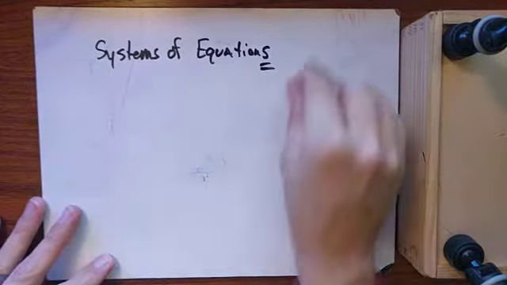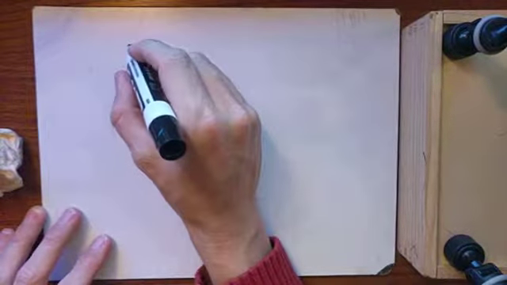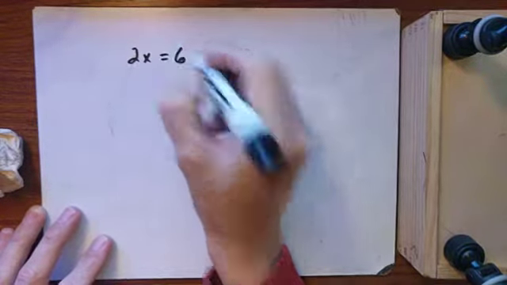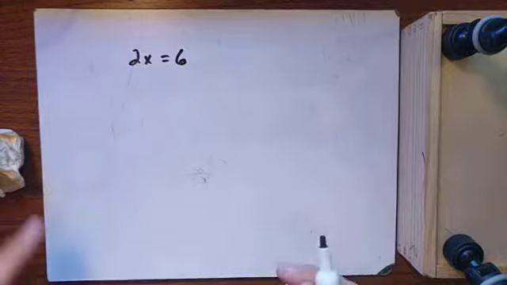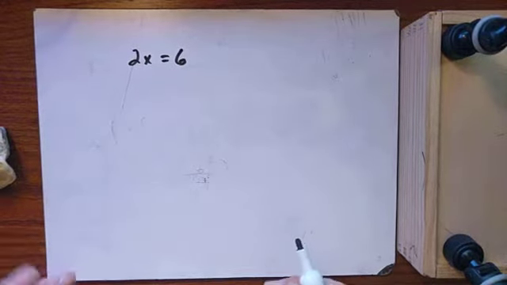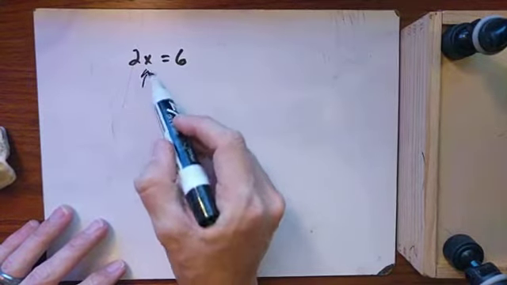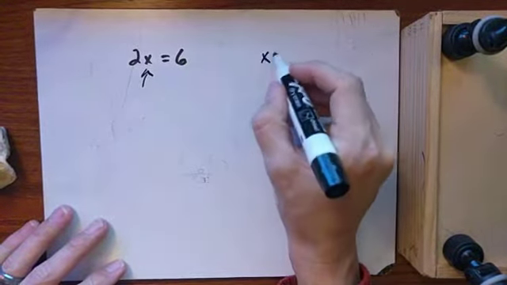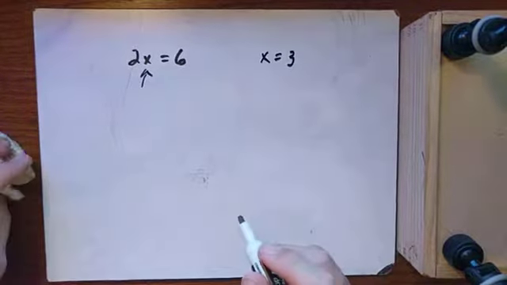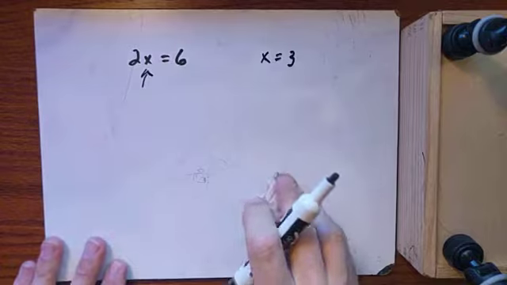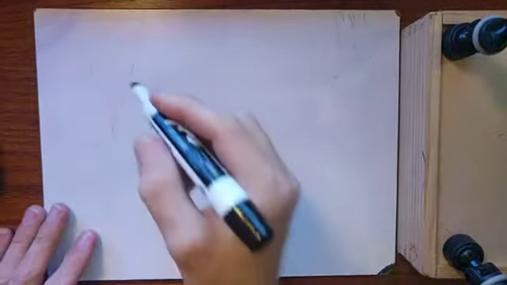So, okay, here's an example of a system of equations. Let me just give you a quick example. Let's say we have 2x equals 6. This is sort of a system, but it's only one equation, and the reason there's only one equation is because there's only one variable. So this has one solution, x equals 3, right? One equation, one solution, or one variable in the solution, I should say.